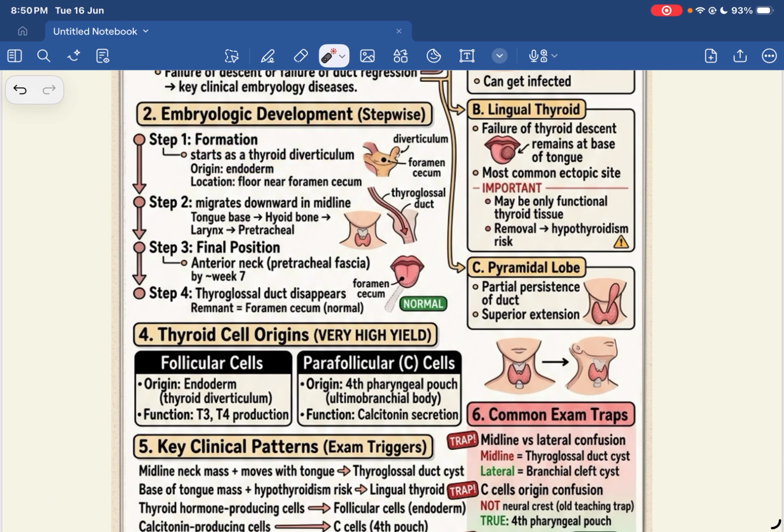It is going to migrate downward, and eventually the final position would be anterior to the trachea, connected to the trachea with the help of the pretracheal fascia. Okay, the remnant of the thyroglossal duct in the tongue: as we've discussed, the thyroid gland was connected to the base of the tongue. So it is connected to a point which in future forms the foramen cecum, which is present at the junction of the anterior 2/3 and posterior 1/3, and it is very normal to have.